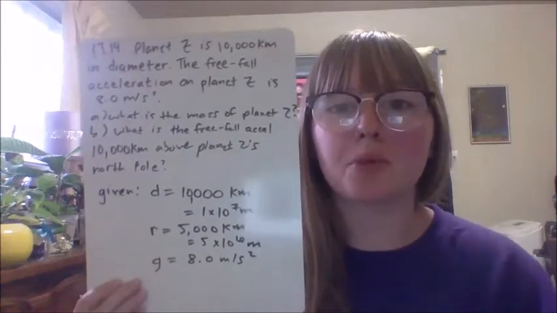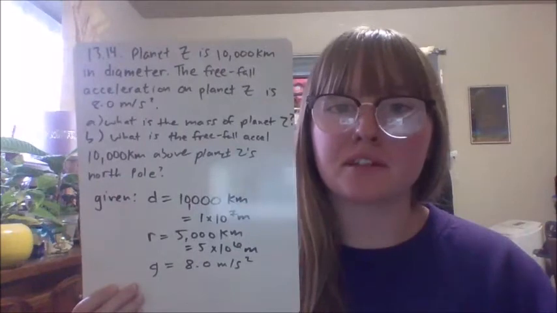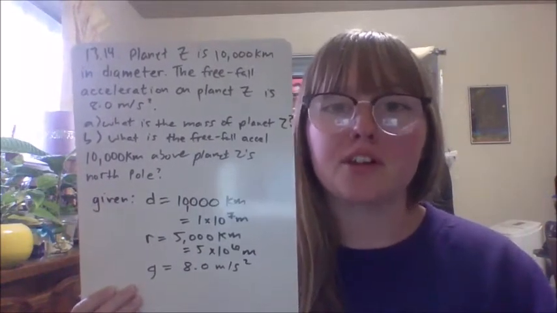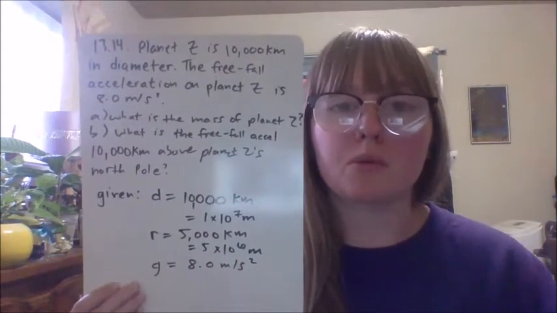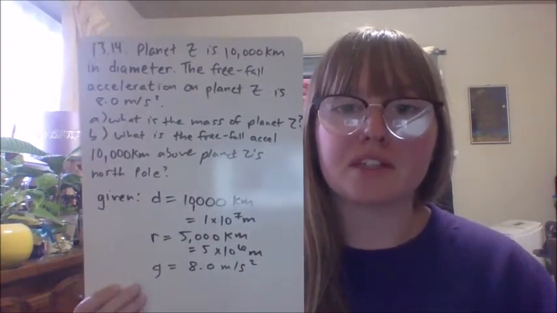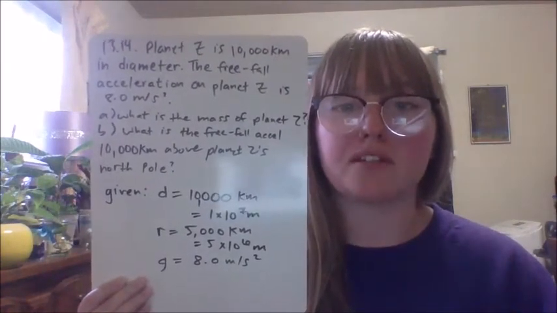I'm going to be doing problem 13.14 today. So it says planet Z is 10,000 kilometers in diameter. The free fall acceleration on planet Z is 8 meters per second squared. We want to know what is the mass of planet Z and what is the free fall acceleration 10,000 kilometers above planet Z's north pole.